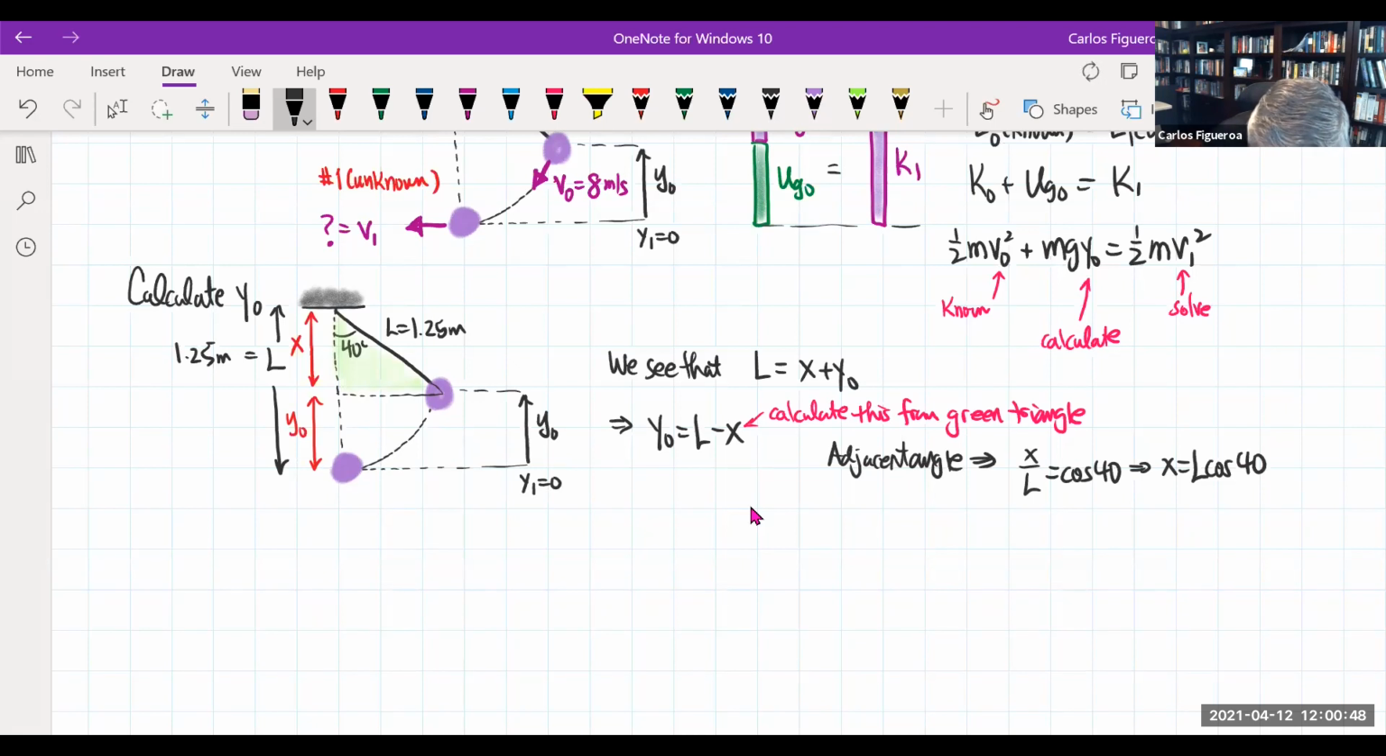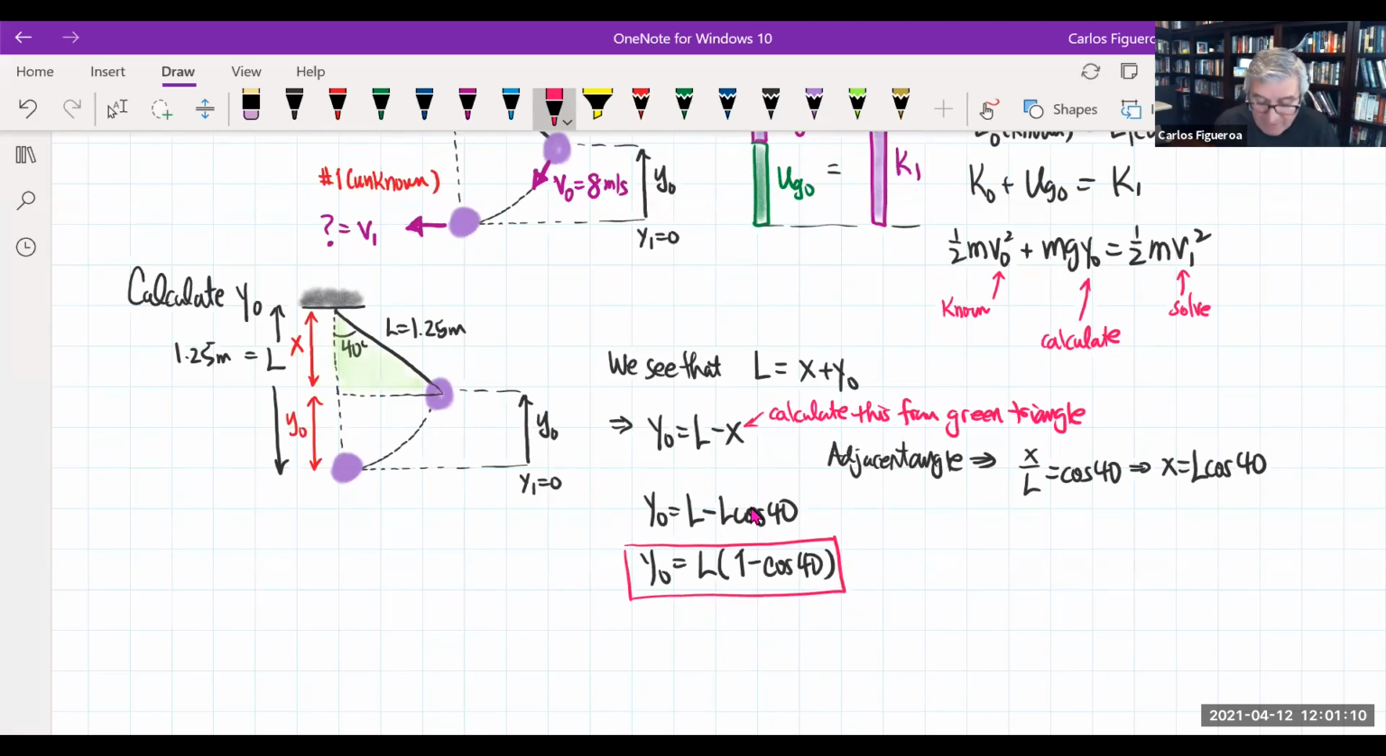So then if I now substitute back into y initial, I'm going to get L minus L cosine of 40, which then it's common not to write it this way, but the way we'll write it here is 1 minus cosine of 40. And this is what y initial is. So now I have my expression right here. I now know what the height is here. So now I'm going to go apply conservation of energy.